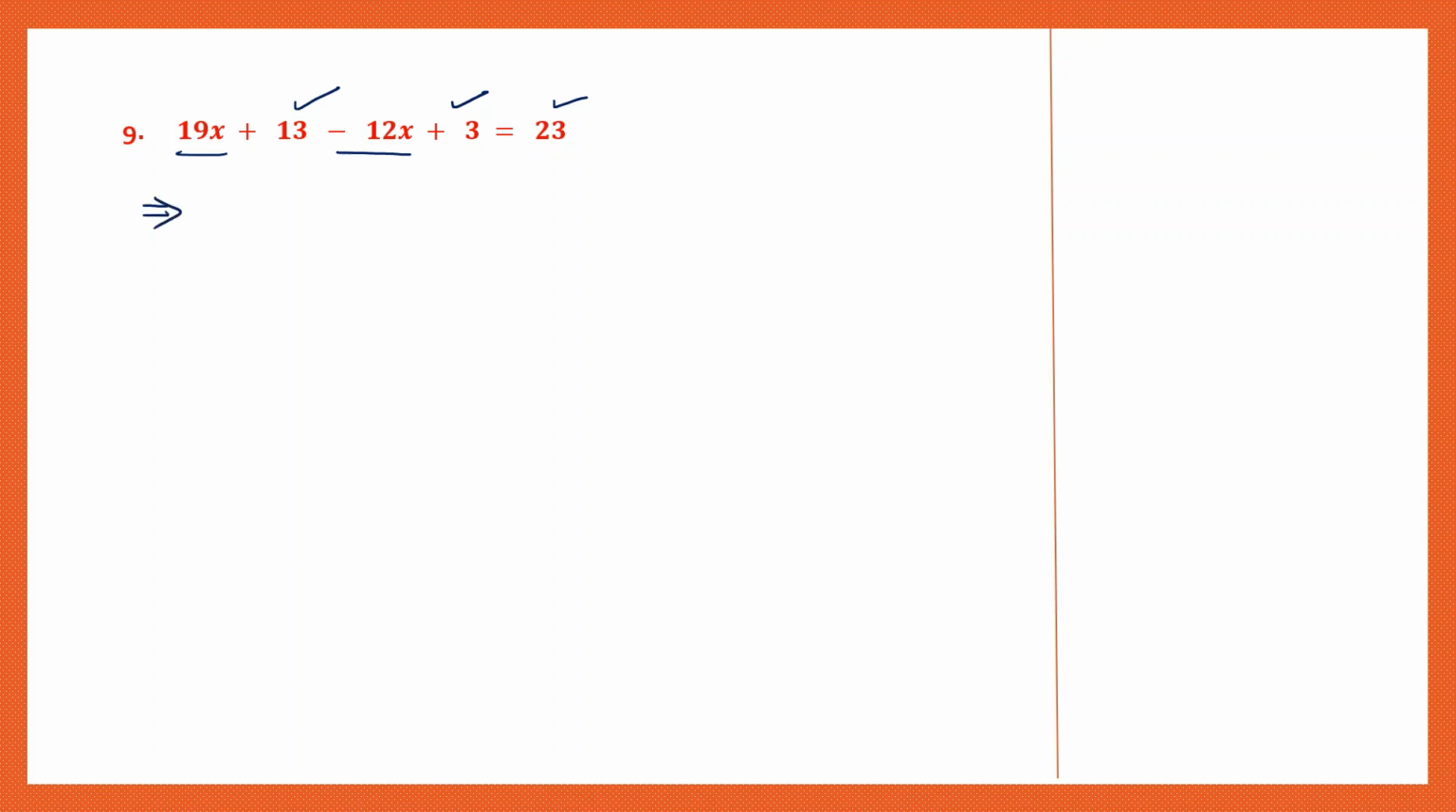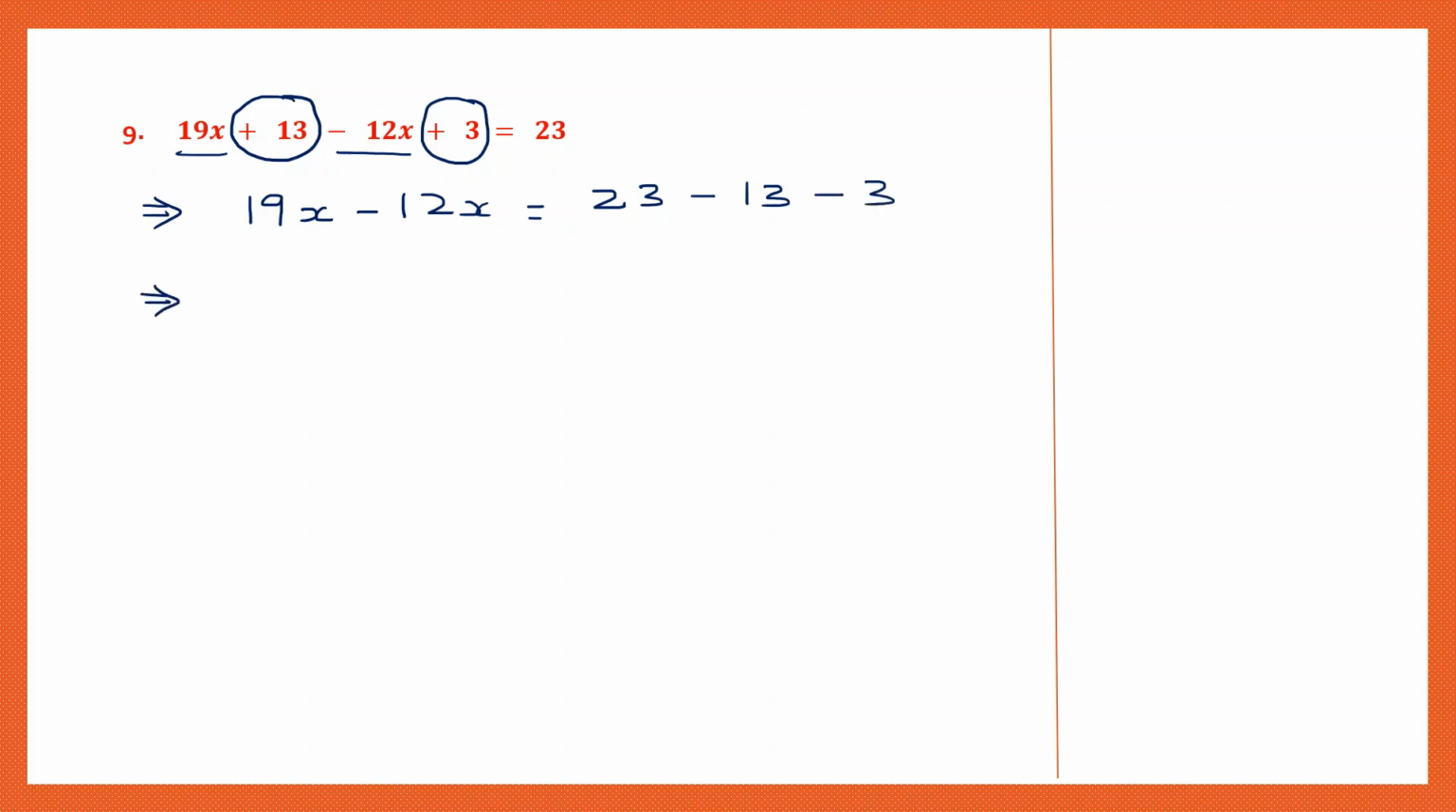So let's begin. On the left hand side, we have 19x minus 12x. On the right hand side, we have 23. Now let's transpose the numbers. So first, let's transpose plus 13 to the right hand side. It becomes minus 13. Then plus 3 to the right hand side. It becomes minus 3. So let's work this out. 19x minus 12x. 19 minus 12 is 7. So that's 7x. Now here we have a plus sign for 23 and then minus 13 and minus 3.